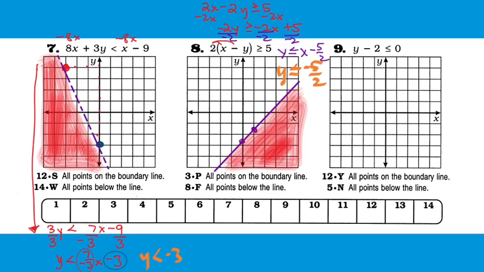And number 9, I simply have to add the 2 to both sides. And this is a 0 slope line, so I start at 2, and it goes across the whole thing, and it's equal to, so it can be on this line or less than this line.